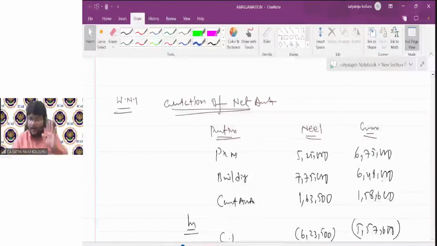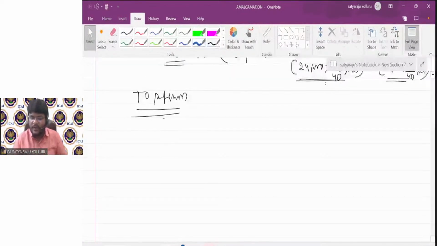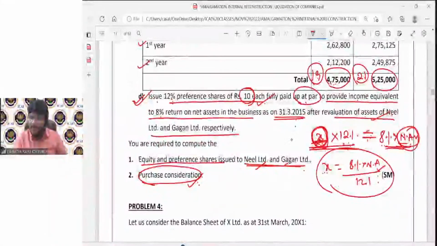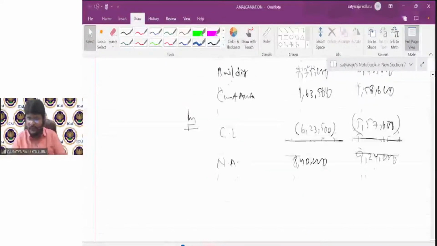So now all of you please concentrate here. How many, how much worth of preference shares do we need to issue? How will we know? I need to resolve one equation. What is the equation? We already worked out, which is 8% into net assets divided by 12%. Am I right? That is the face value of the preference shares to be issued. Now, here 8% into, concentrate all of you, net assets. How much net assets did we get?